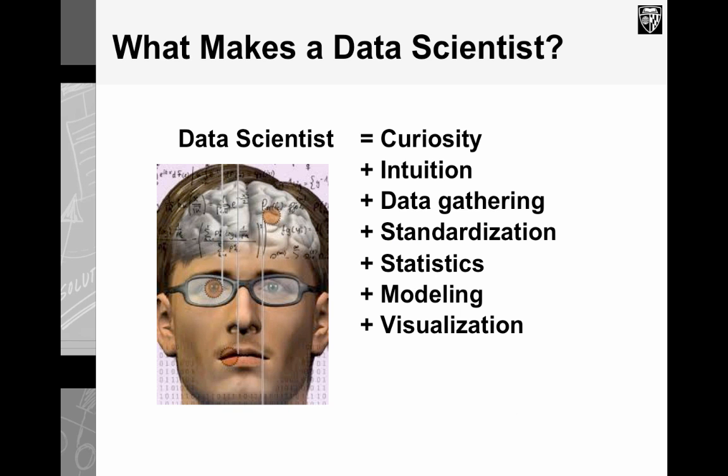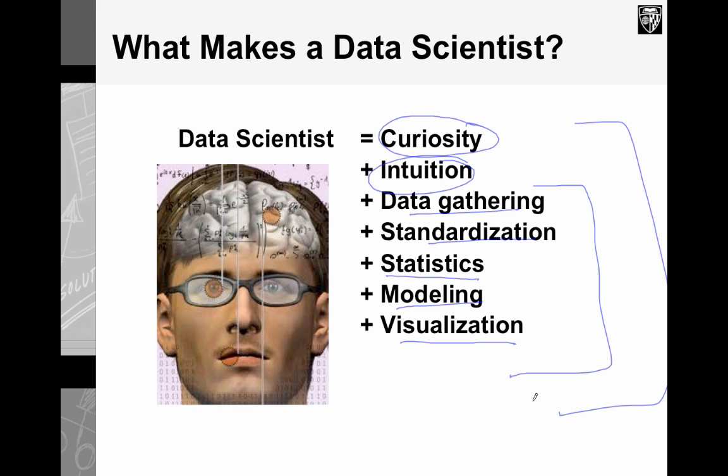A data scientist is somebody who knows how to gather data, standardize the data, do statistical analysis, modeling, visualize the data, tell a story. These are people that have technical skills like data gathering, standardization, statistics, modeling, and visualization, but they also have some soft skills like curiosity, intuition. So these are all skills that you should have in order to be a data scientist.